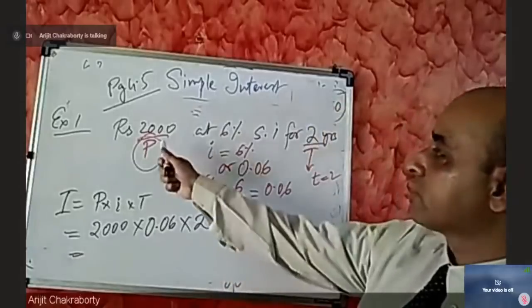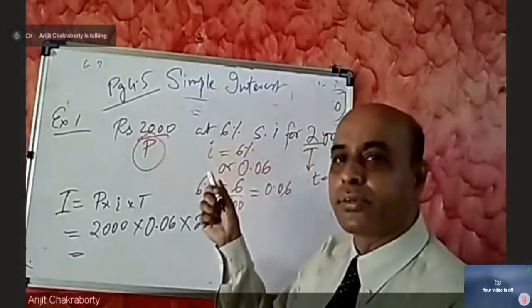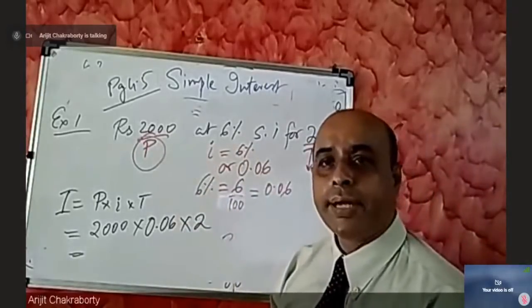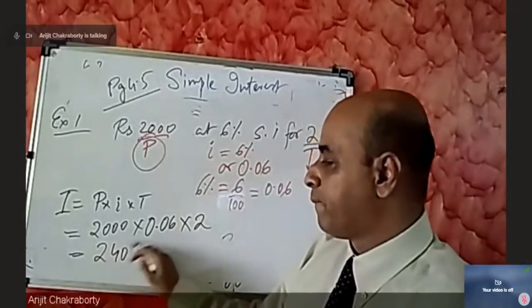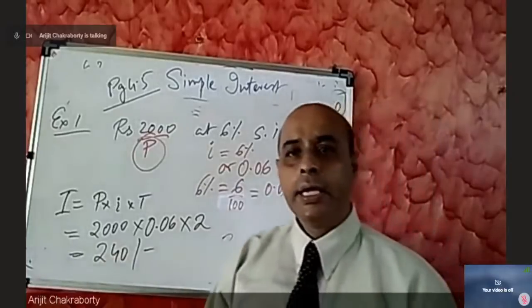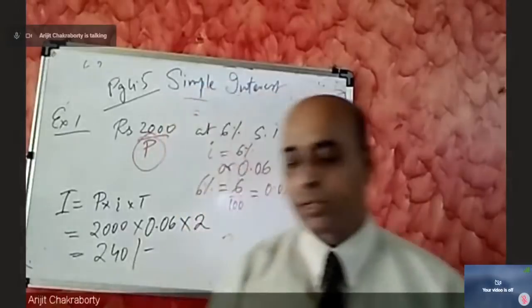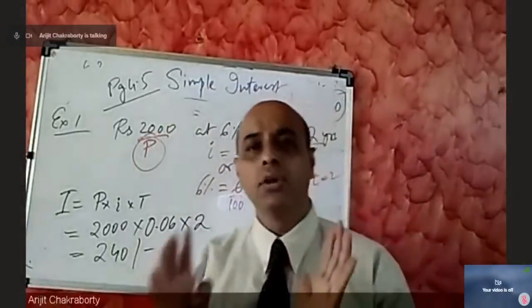Okay. So on 2,000 rupees at 6% interest for 2 years, how much am I going to earn? It is 240. So 2000 into 0.06 into 2 gives you 240. So this is the first example. I hope this is clear.